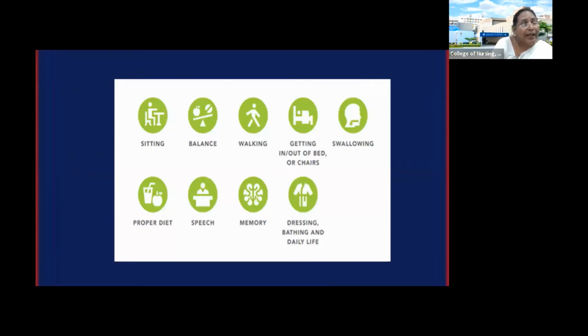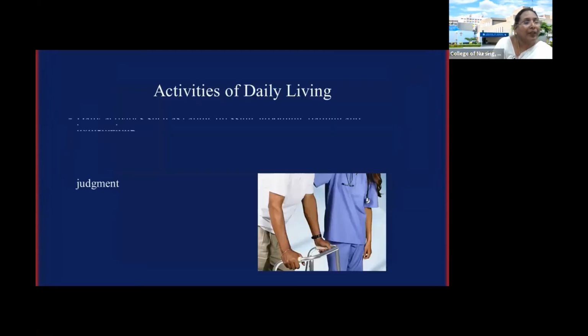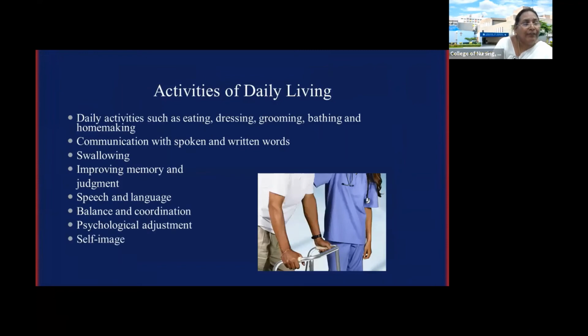Now, what are the aspects of rehabilitation? The aspects are listed here. Sitting, how do you sit? How do you balance? How do you walk? Getting out of bed or chair, transfer from bed to chair, chair to bed, swallowing, nutrition, speech, memory, dressing, bathing, and daily life. So if you can see, it is activities of daily living. We all know what the activities of daily living are, and the patients will need help in all these things.